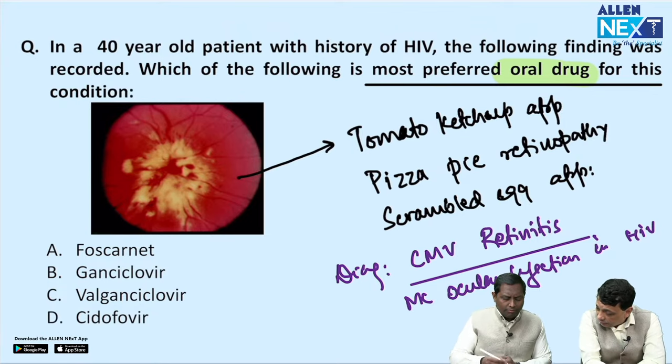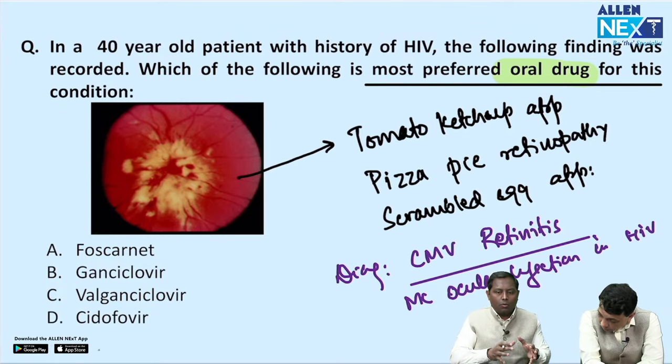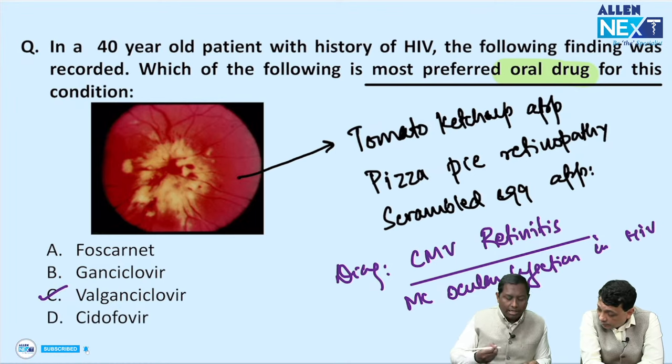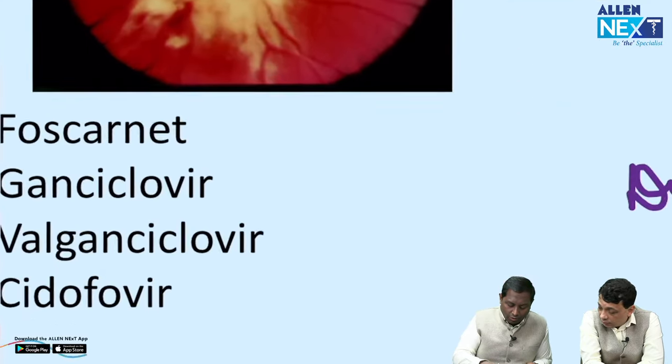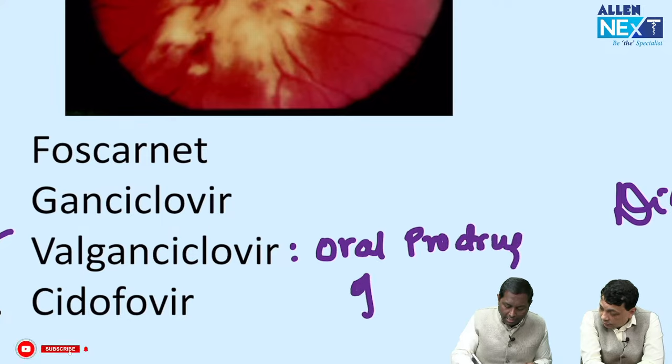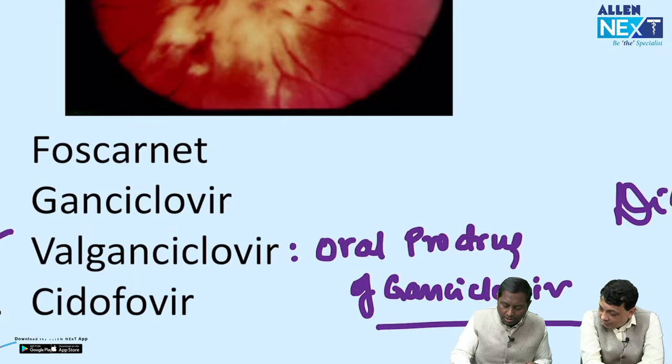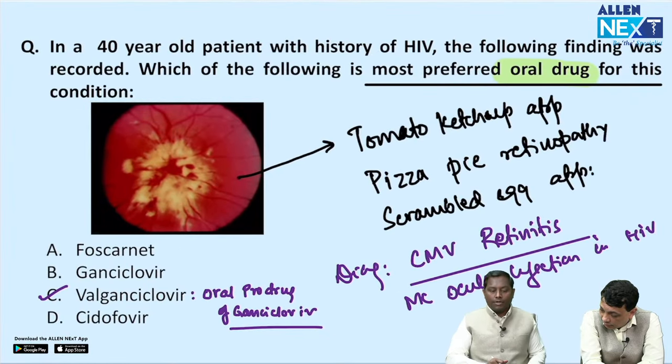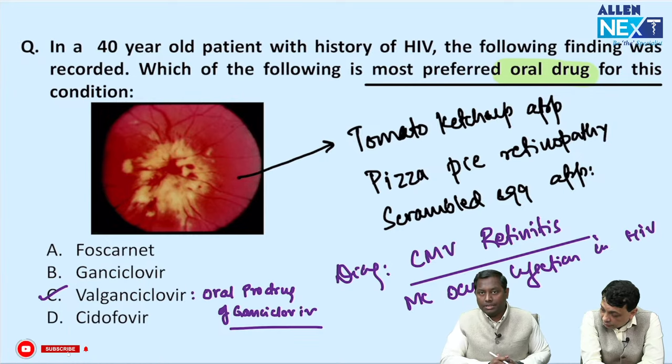So I think valganciclovir is nothing but the oral prodrug of ganciclovir. Exactly. That is absolutely correct. The correct answer we will be going ahead with is valganciclovir, which happens to be the oral prodrug of ganciclovir, which is the drug of choice in a patient with CMV. Now, can we also use foscarnet in this scenario? The answer to this question is yes.